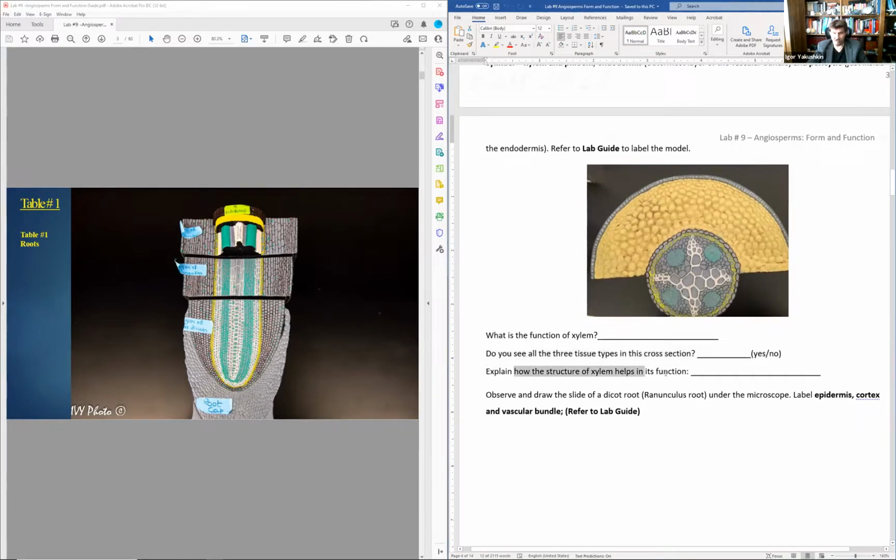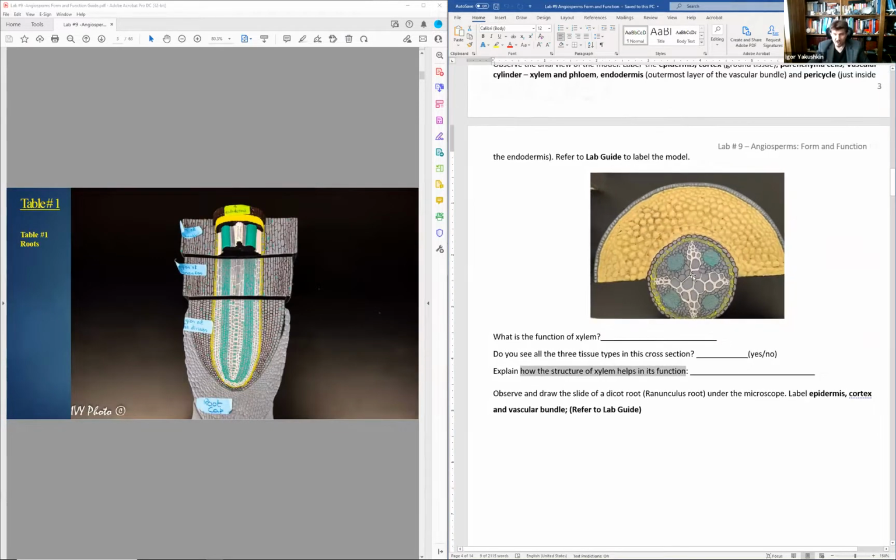Explain how the structure of the xylem helps its function. We talk about that. Usually the xylem structures have very large vessels with very thick cell walls, so to speak. Why? Very simple, very high pressure.